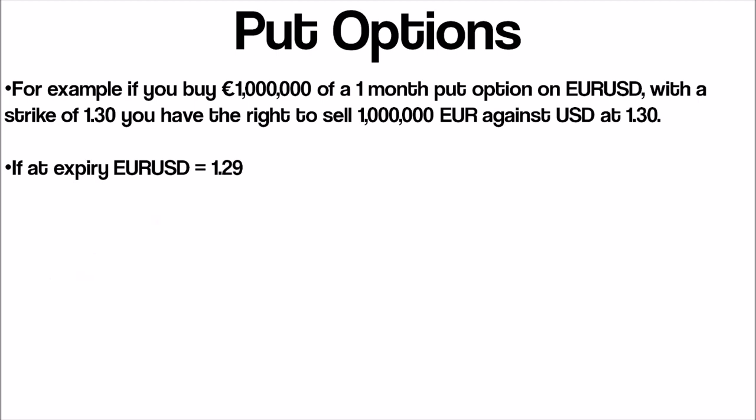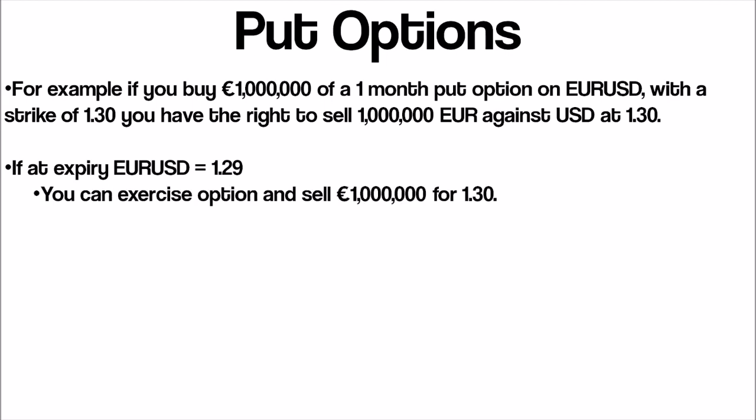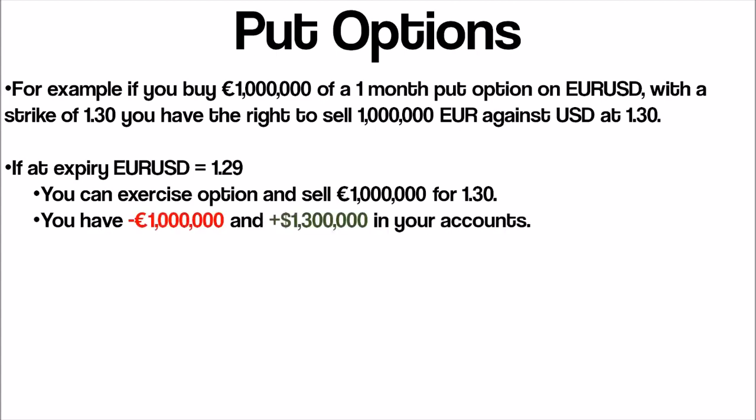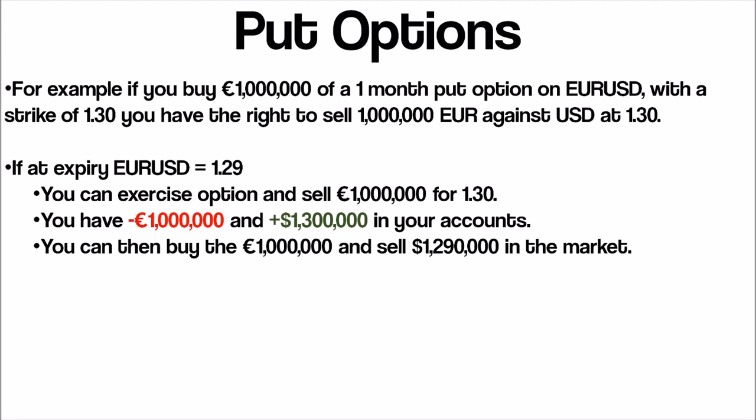Okay, now let's consider the case where euro dollar's gone down. It's gone down to 1.29 as before. So in this case, we can exercise the option if we want, and we can sell 1 million euros for 1.3. So we would end up with the same situation as before. We'll be overdrawn by 1 million euros in our euro account, and we'll have a positive balance of $1.3 million in our dollar account. If we then wanted to buy back this million euros, we can do it by selling $1.29 million in the market. And if we were to do that, we'd be left with $10,000 profit in our dollar account. So for that reason, you would exercise the option and take this $10,000 of profit.